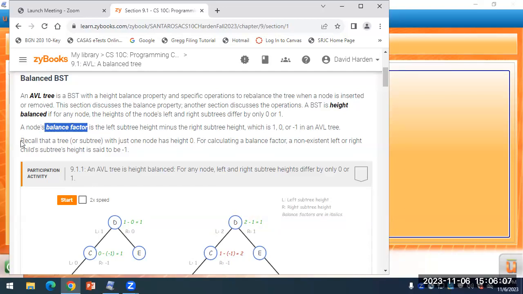Just to be clear, this gets a little confusing, so let's review. A tree with just one node has a height of 0. For purposes of the balance factor, we're going to say that a non-existent tree has a height of -1, just to make it so that we can calculate the balance factor even when one of the subtrees is null.